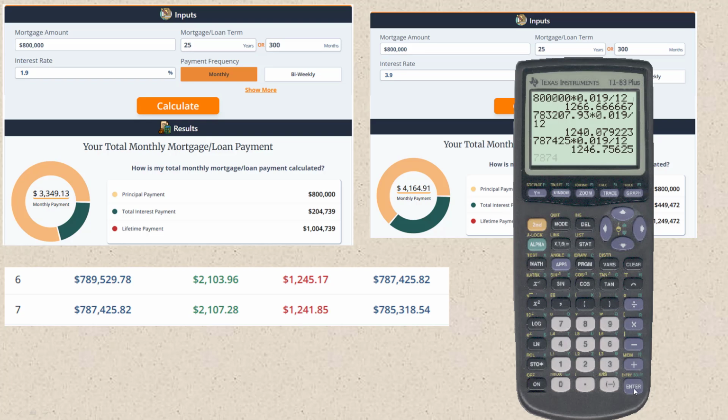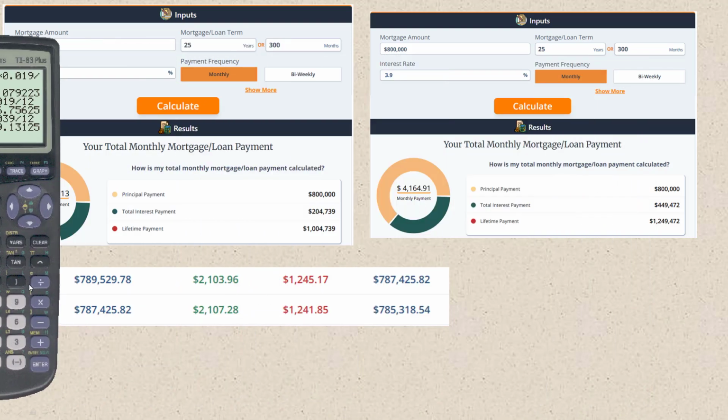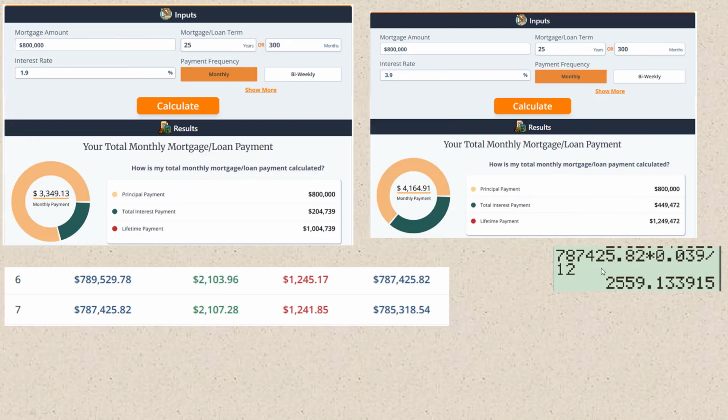Now, if I change this to, let's say, 3.9%, okay, notice that that's gone up a lot. So instead of paying the bank $1,242 approximately that month, you're actually paying them $2,559. Now, this is all going to come up in here. That's the calculation I just did. So that means this amount is incorrect, like if the interest rate jumps up this much. So instead of paying $1,242, you're actually paying $2,559 approximately.